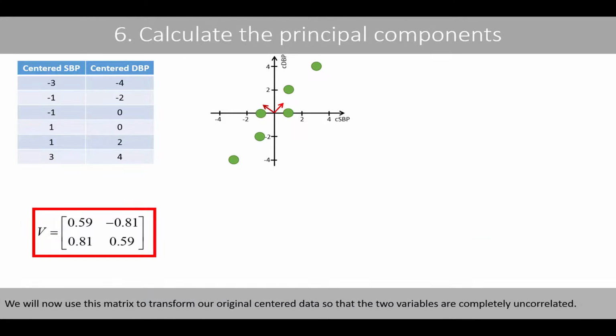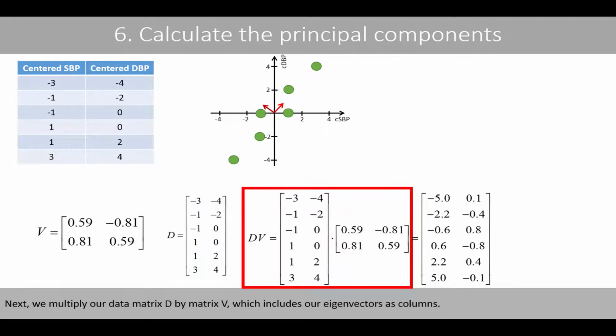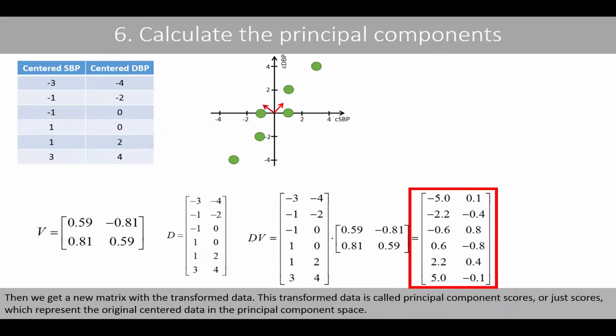We'll now use this matrix to transform our original centered data so that the two variables are completely uncorrelated. We define a matrix D, which includes our centered data. Next, we multiply our data matrix D by matrix V, which includes our eigenvectors as columns. Then we get the new matrix with the transformed data. This transformed data is called principal component scores, or just scores, which represent the original centered data in the principal component space.